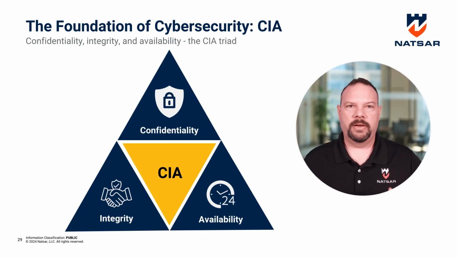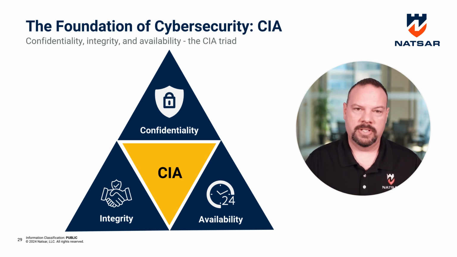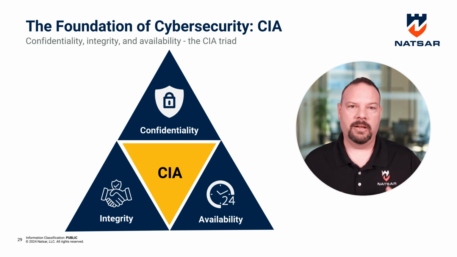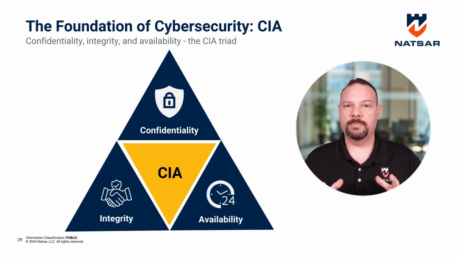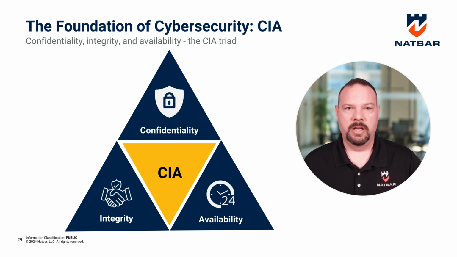The core foundation for cybersecurity boils down to these three letters: CIA: confidentiality, integrity, and availability. That's really what we always think of when we determine risk. What's the risk to confidentiality? What's the risk to integrity and availability? And these can often be different depending on the organization and the specific system or application or data set that you're trying to protect.